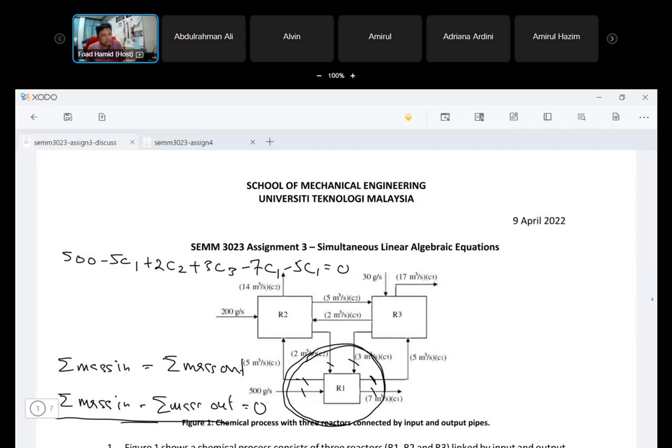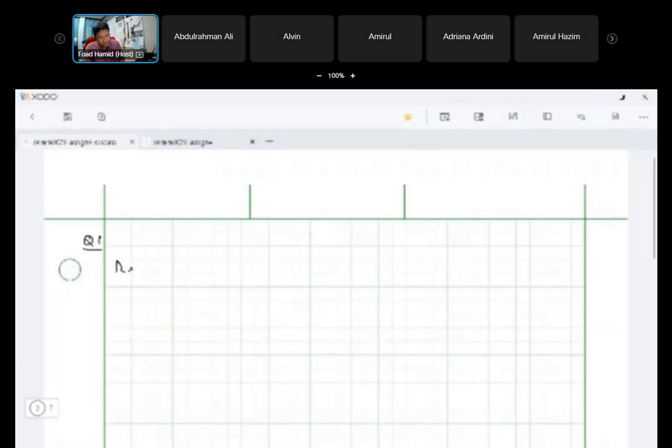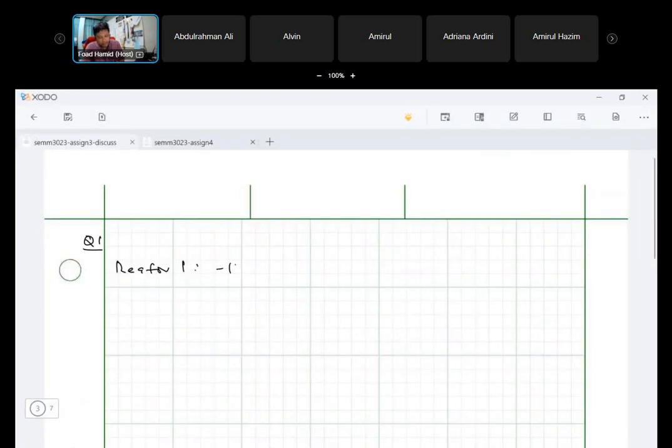So let's rearrange in terms of C1 first. Minus 5, minus 12, minus 5, so this is minus 17C1. Then plus 2C2, and only one C3 term, 3C3, and then plus 500 equal to 0. In your question paper, it is in a slightly different arrangement, but it should give you the same answer. So for reactor 1, it becomes minus 17C1 plus 2C2 plus 3C3 plus 500 equal to 0.